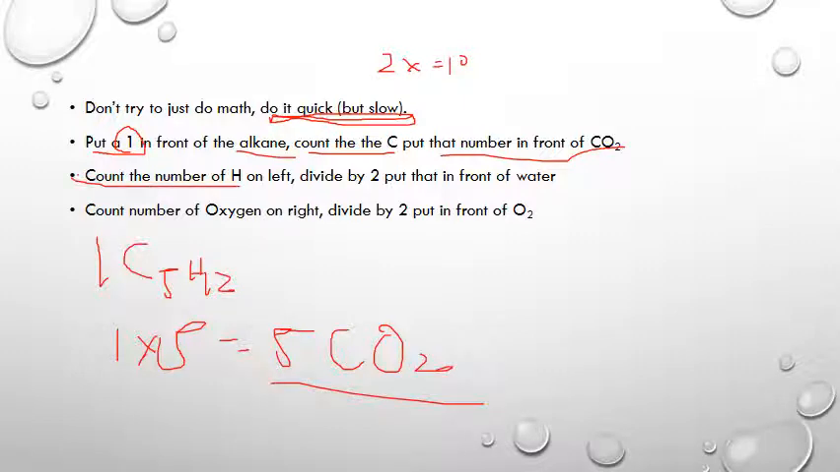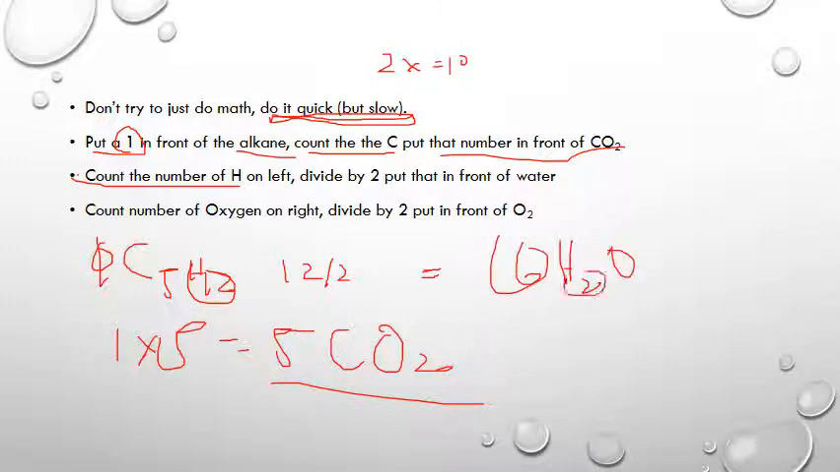Okay, count the number of hydrogens on the left. So 1 times 12 is 12. If you divide by 2, how many waters? 6 times 2 is 12. So simply, if you just count up the number of hydrogens on the left, divide by 2, that'll be your number on the other side.